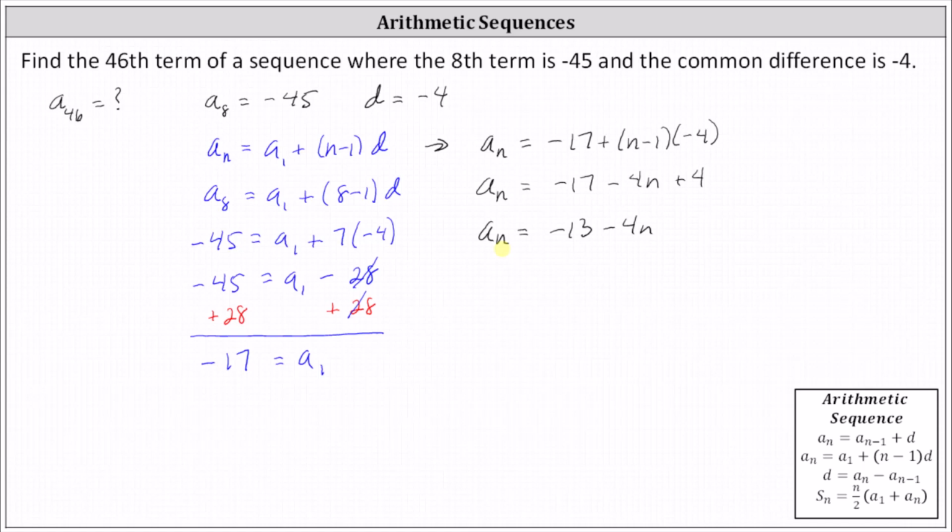We want to determine the 46th term, or a sub 46, which we can now do using the formula. When determining a sub 46, notice n equals 46. A sub 46 equals negative 13 minus 4 times 46. Simplifying, we have a sub 46 equals negative 13 minus 184, which is negative 197, which is what the question is asking us to determine.